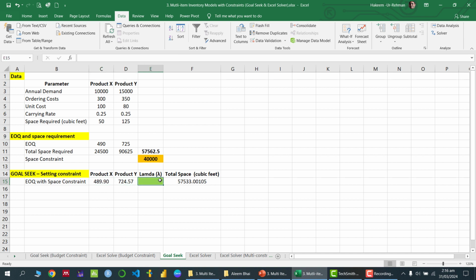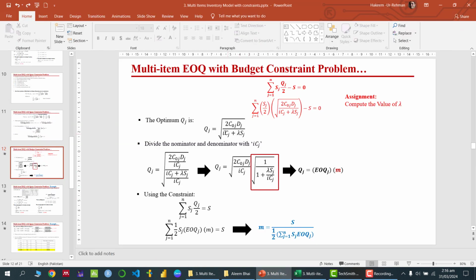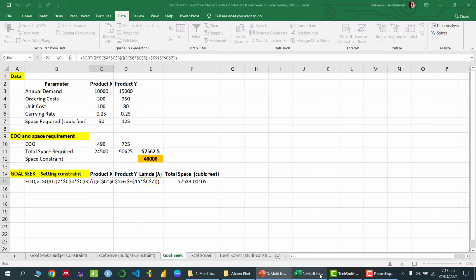So we need to find this lambda value. And what would be the value of x? Again, we have applied this particular formula, which is basically 2 into c naught into d, and we have applied this I into cj. So 0.25 multiplied by this 100, which is the unit cost, plus this portion, which is equal to lambda into sj. What is the lambda? That is basically E15, and then sj is this 50, for x. We have applied this for x as well as for y.